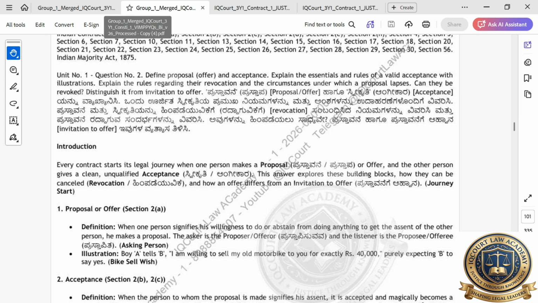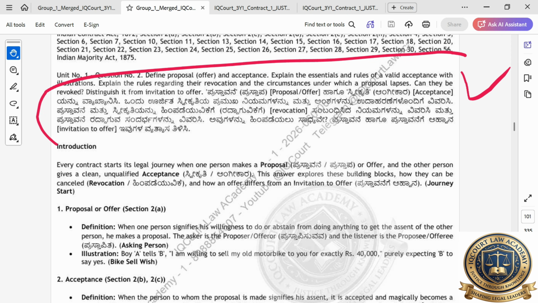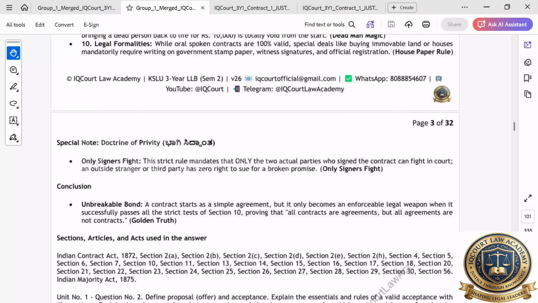I am going to reveal the questions. Tomorrow when you go and write the exam, you will get the questions from this important question list. This is our study material, which has only 32 pages. In this we have covered all those important questions, and we have provided the answers as well for all those questions for our IQCourt Law Academy students.